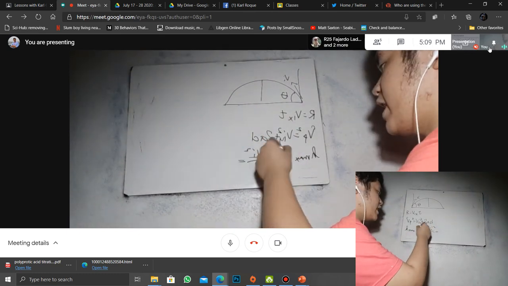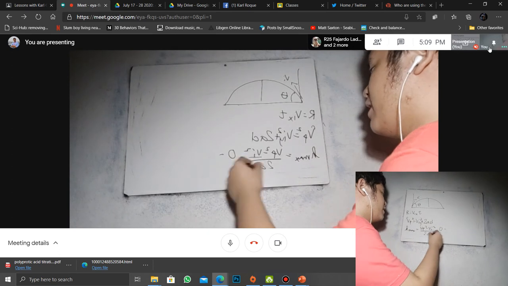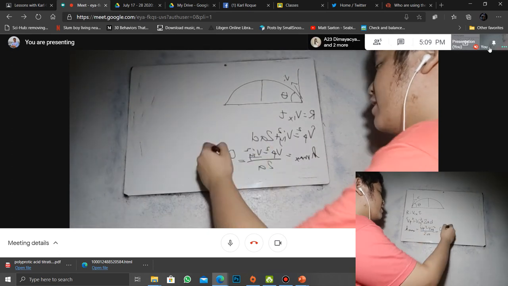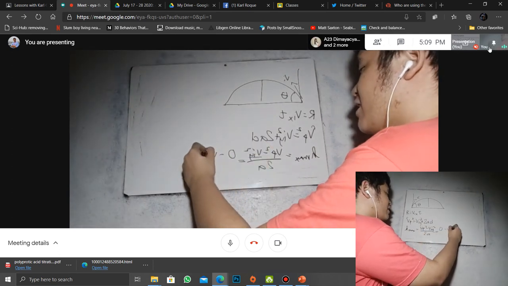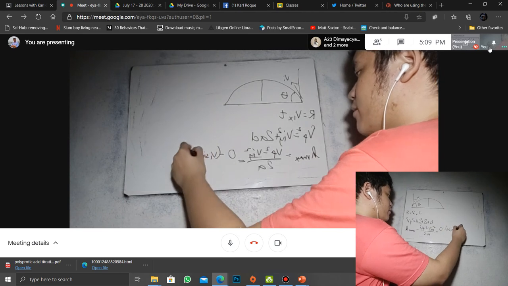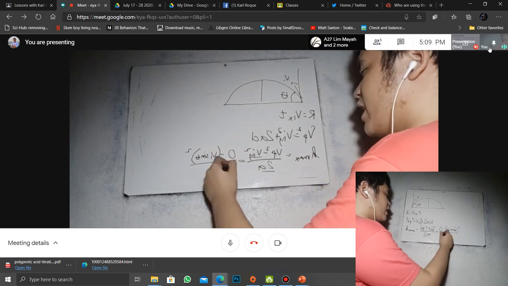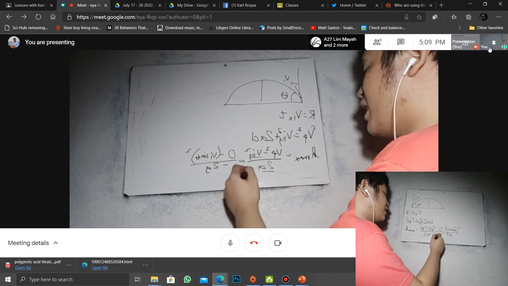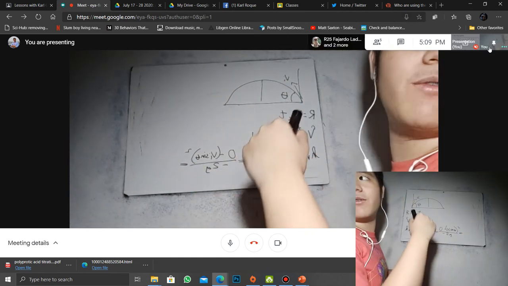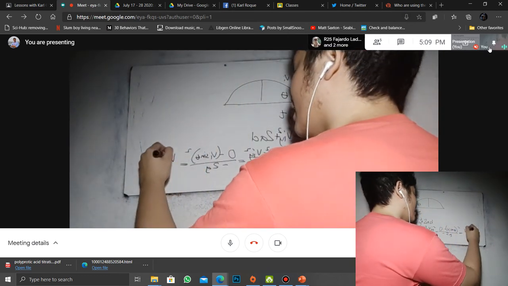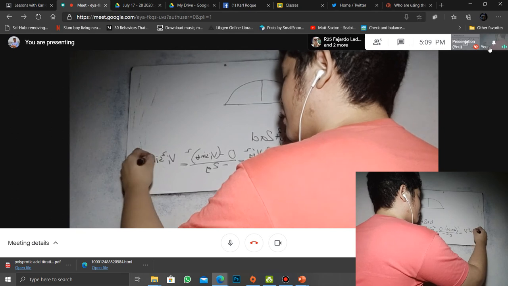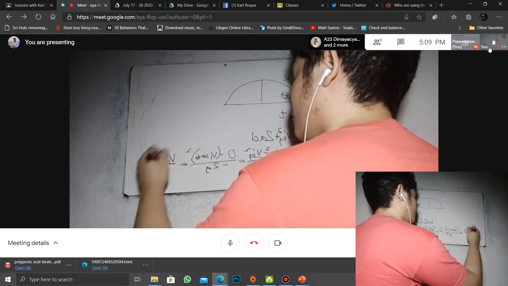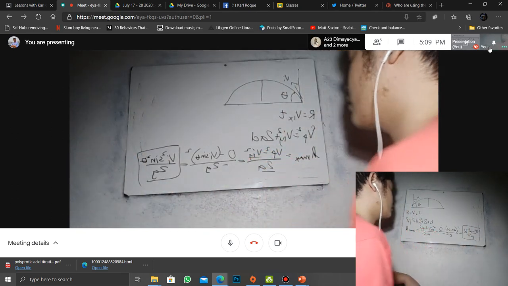Palitan natin yung vi tsaka vf. Yung vf 0, di ba? Yung viy natin is vi sine theta squared, di ba? Tapos yung 2a, negative 2g. So there, we have an expression already for the height, max height. Vi squared sine squared theta over 2g for a level horizontal surface.